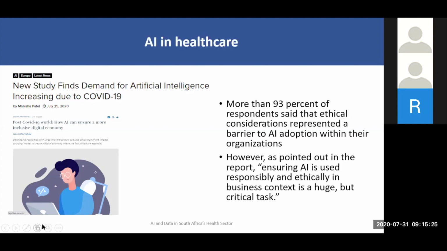We also found in this report that many of the organizations involved in AI in healthcare have mentioned that even though addressing these ethical concerns is going to be a monumental task, it is something that they are willing to spend the time working on. I also found a recent article as early as, I think, yesterday, about how AI is going to ensure a more inclusive digital economy. And this article picks up on the health sector and how AI can be used to streamline and promote an efficient health sector going forward.